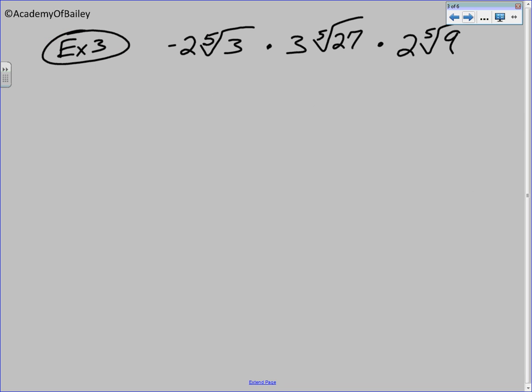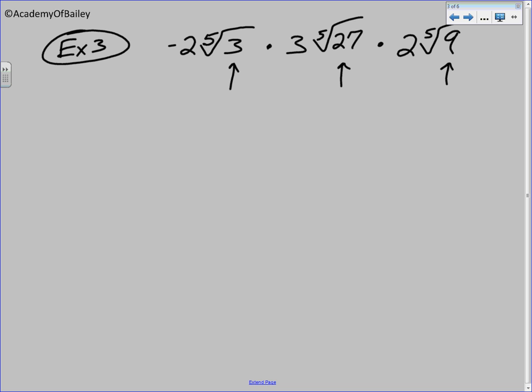Now let's look here. If we are to multiply all 3 of those numbers, what are we looking at? Well, they're all the 5th roots. The 5th root of 3, the 5th root of 27, and the 5th root of 9. So what can we do? Well, look at 3, look at 27, look at 9.